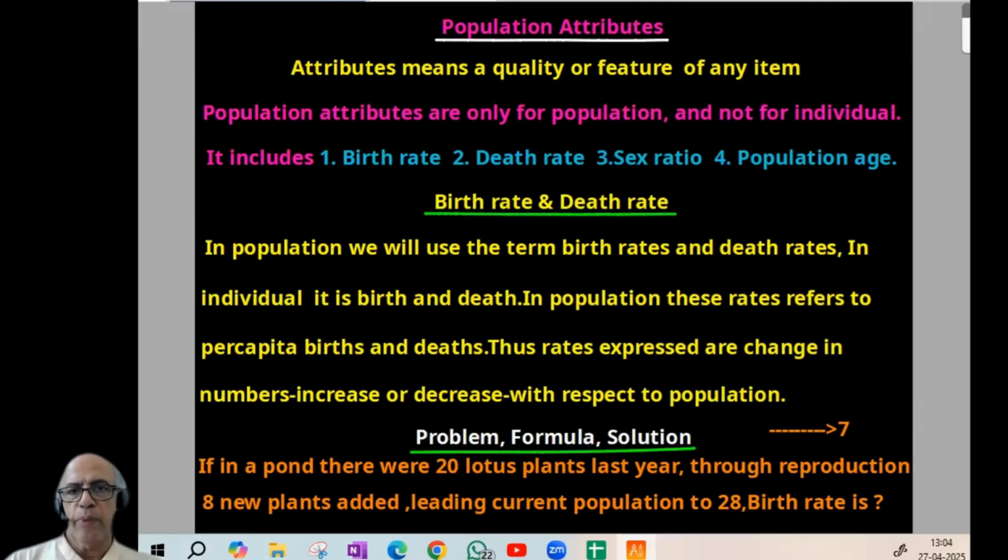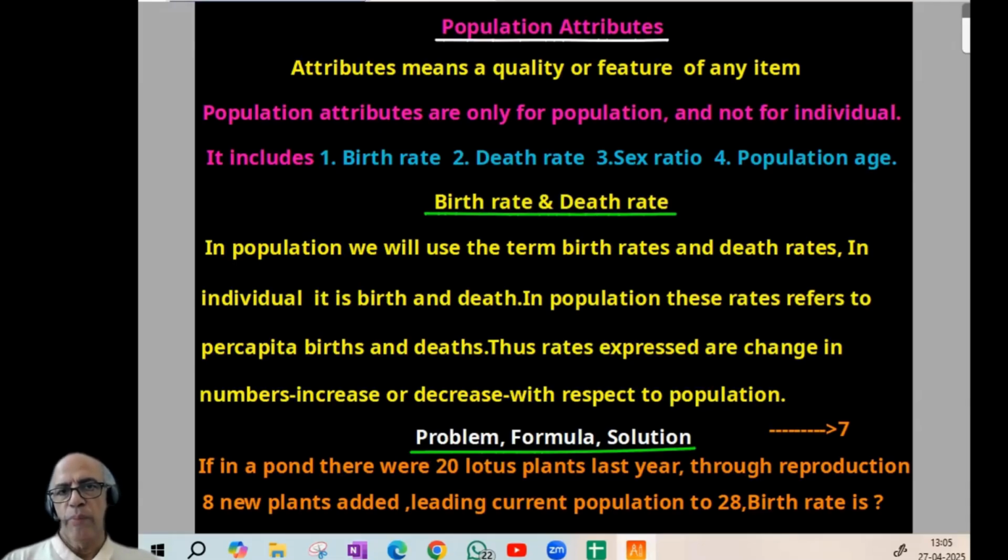So what is meant by population attributes? Attribute means a quality or feature of any item. Population attributes are only for population. Remember, they are only applicable to population, not for an individual. It includes birth rate, death rate, sex ratio, population age, all this. So that means we have to study all this.